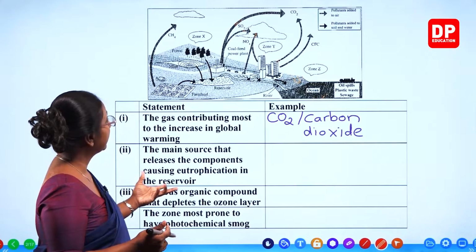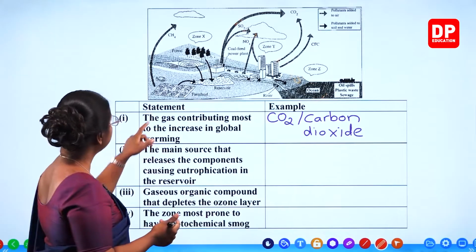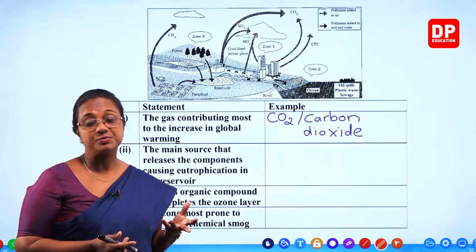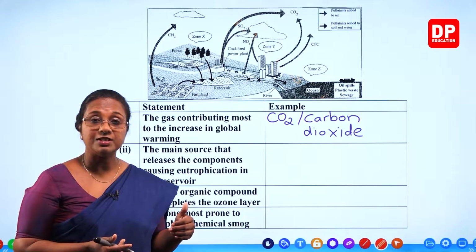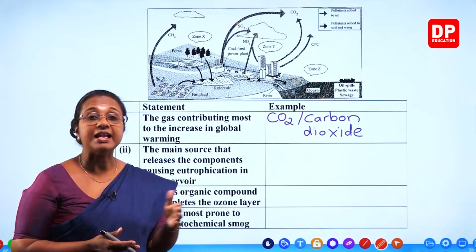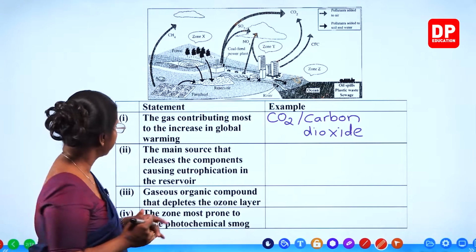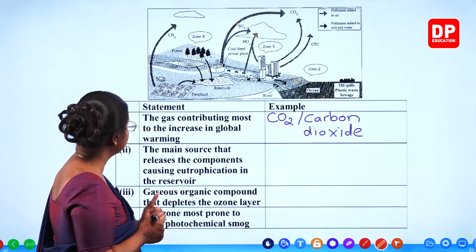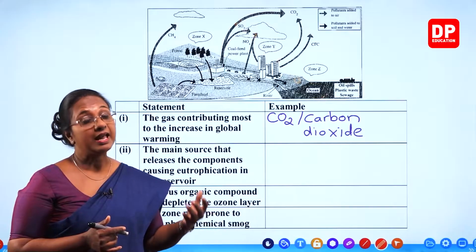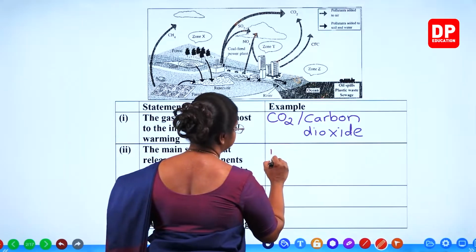Mines, it's a coal mine. There are different pollutants. But if you take the farmland, it's a lot of organic waste materials. Now from the organic waste materials, there are substances, nitrates and phosphates, added to the reservoir which cause eutrophication. So the main source that releases the components causing eutrophication in the reservoir, agrochemicals and even organic waste material, is farmland.